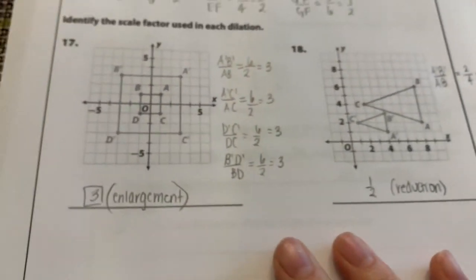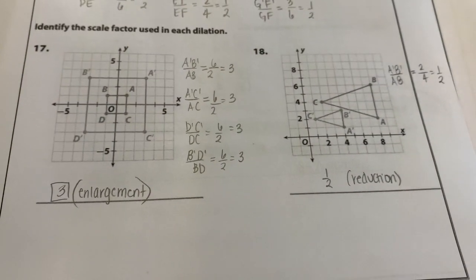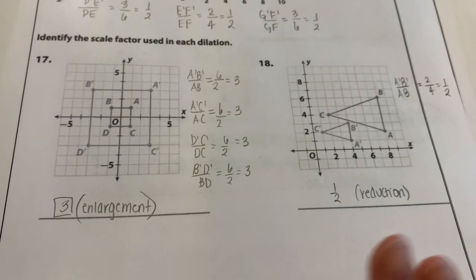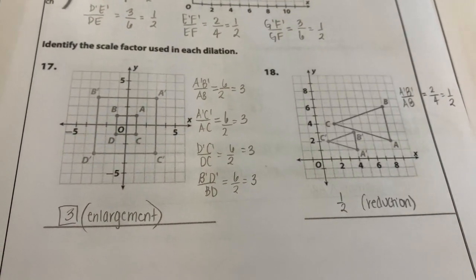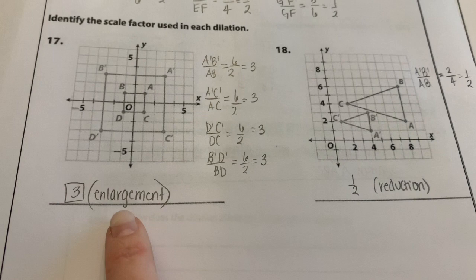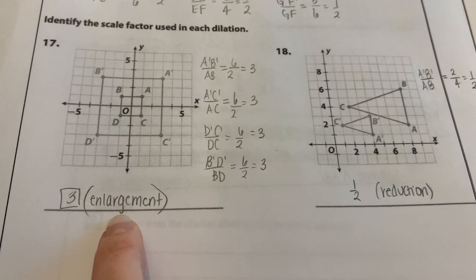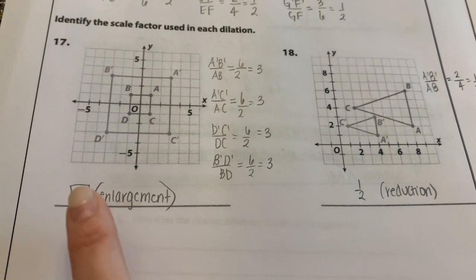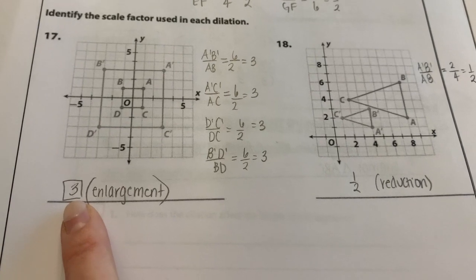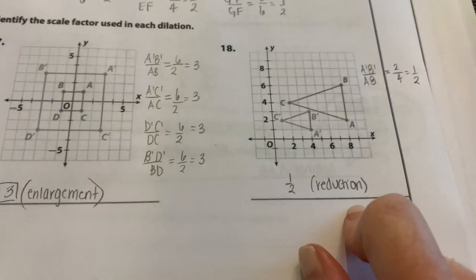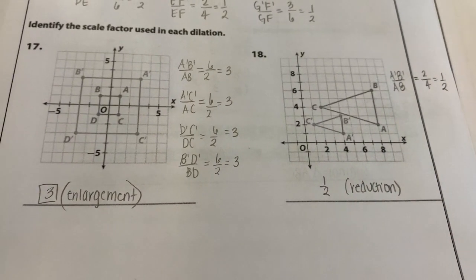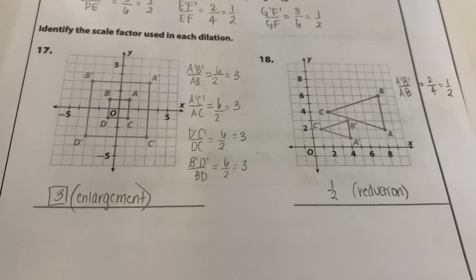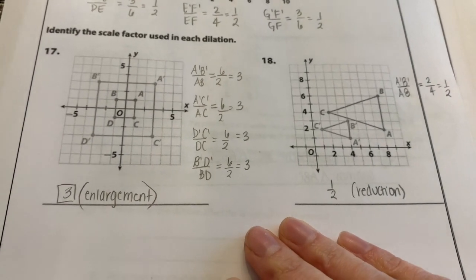If you want to start thinking about it this way, in the next lesson, what we're going to discuss is all of the dilations and algebraic representations. See if you can figure out what the pattern is. Every time it's an enlargement, the scale factor looks a certain way. Every time it's a reduction, the scale factor looks a certain way. Okay? So you can start thinking about that while you do your homework.